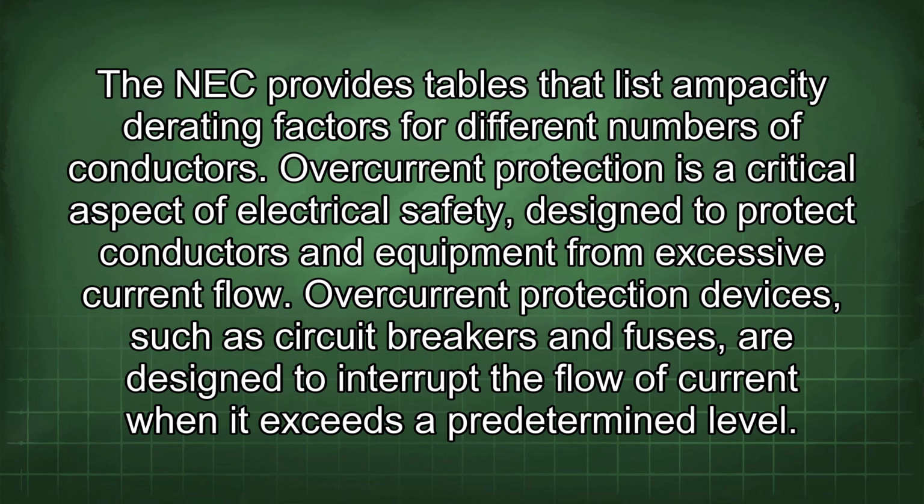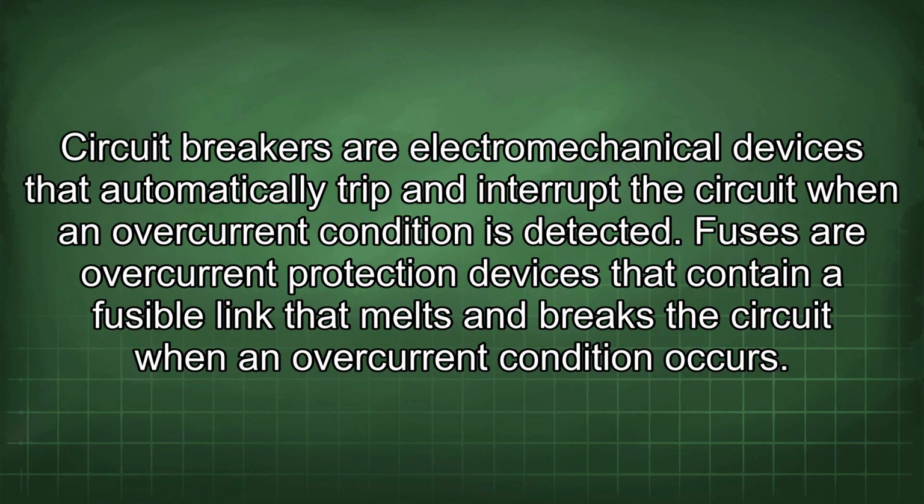Overcurrent protection is a critical aspect of electrical safety, designed to protect conductors and equipment from excessive current flow. Overcurrent protection devices, such as circuit breakers and fuses, are designed to interrupt the flow of current when it exceeds a predetermined level. Circuit breakers are electromechanical devices that automatically trip and interrupt the circuit when an overcurrent condition is detected.